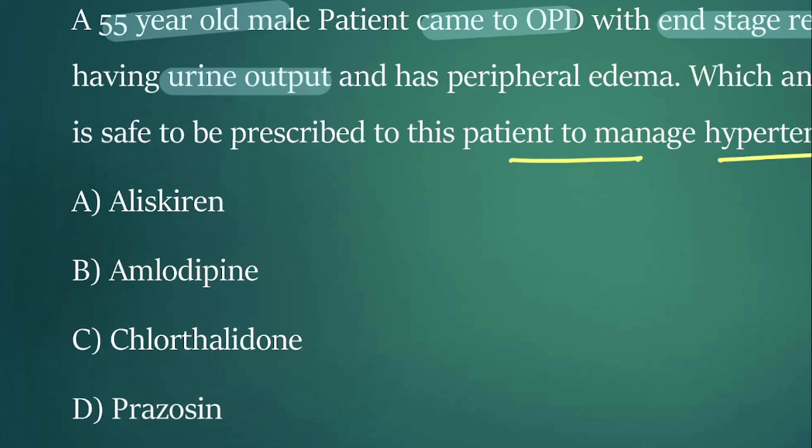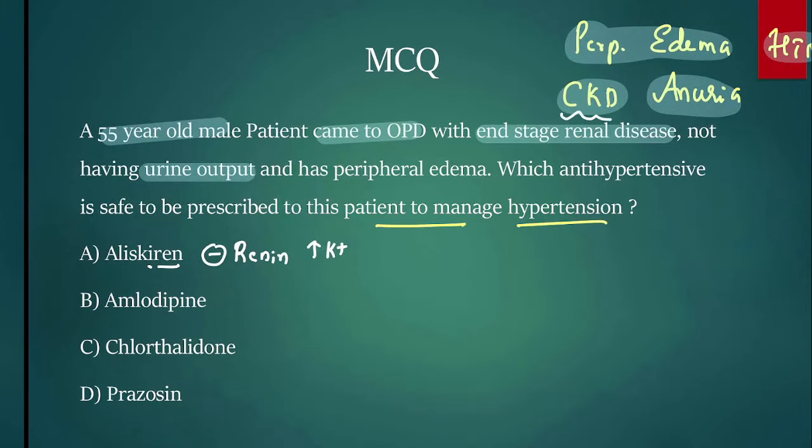Now let us take up the options one by one and discuss. Understand what aliskiren is. It ends with -iren. Iren means it's an inhibitor of renin. It's a renin inhibitor given orally, but it blocks the RAS pathway, so it can increase potassium levels. In a patient who already has CKD, potassium handling is not proper, so there is a chance of hyperkalemia, and if you add this, dangerous hyperkalemia and arrhythmia can happen. So I am not going to give that.